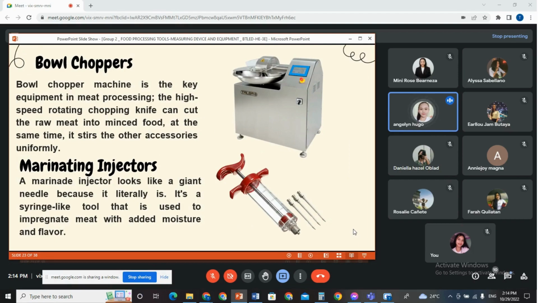So first, we have a bowl chopper. So a bowl chopper machine is the key equipment in meat processing. The light speed rotating chopper knife can cut the raw meat into minced food. At the same time, it stirs the other accessories uniformly. So next we have marinating injectors. A marinade injector looks like a giant needle because it literally is. It is a syringe-like tool that is used to impregnate meat with added moisture and flavor.